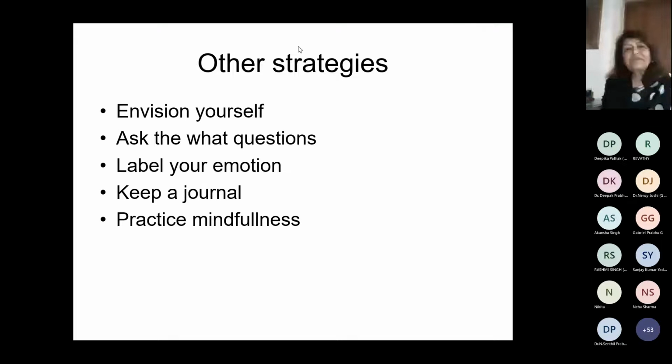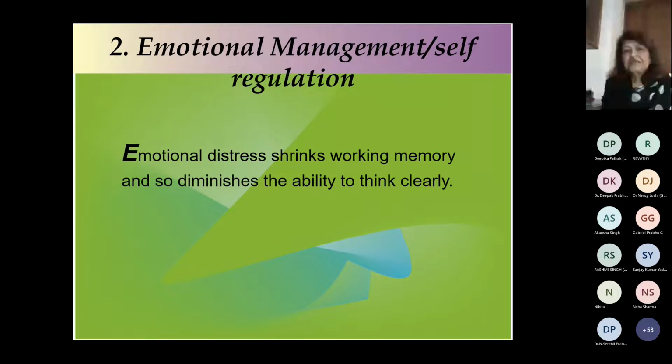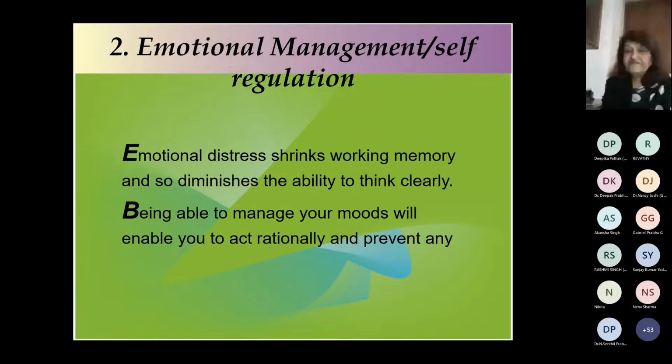And I come after this to another second thing. He said there are 5 components. We have talked about self-awareness and how to develop that. And the second one is self-regulation or emotional management. You are aware that you get angry very fast. How do you manage that?